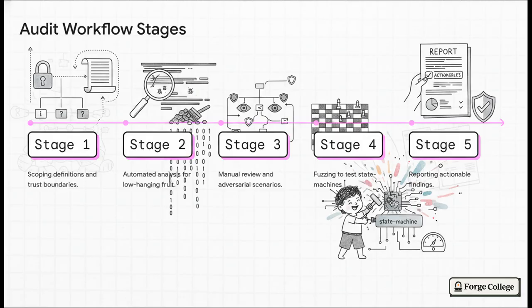Stage 2 is automated analysis. Run those static analyzers to sweep up the low-hanging fruit. Stage 3 is manual review. You sit down, you trace the logic, verify your role matrices, and brainstorm absolute worst-case scenarios. Stage 4 is fuzzing. Unleash that toddler to smash inputs and test your state machine under extreme pressure. And finally, Stage 5 is reporting, which brings us perfectly to our final major point.